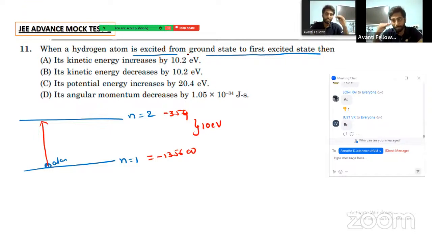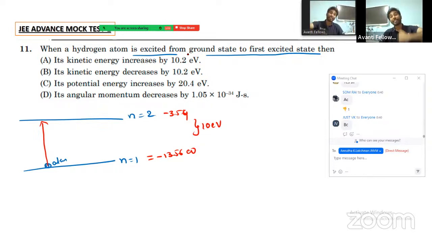But when it is moving from the ground state to a higher energy state, its energy will decrease. Why? Because when an atom is in the ground state, you give this atom energy. After that it starts to move from here to the upper energy state. When it is moving from ground to a higher energy state, it loses its kinetic energy.